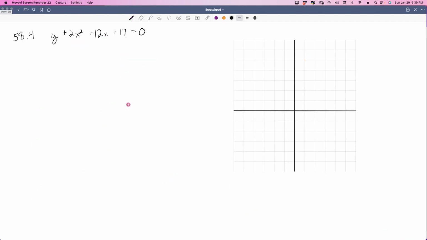All right, so here is our parabola. We know it's a parabola because we have one y term and an x squared and an x term and a whole number. So we're going to solve for y. So that wasn't super difficult. We just shifted everything over and subtracted it from both sides, except for the y. So y is equal to -2x squared minus 12x minus 17. So this tells me right away that our parabola is going to open downward.